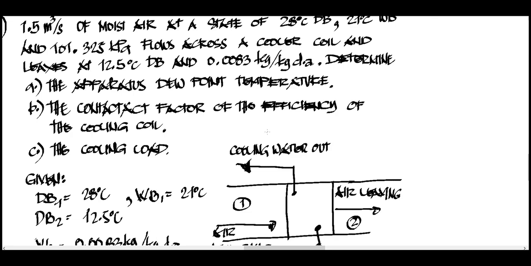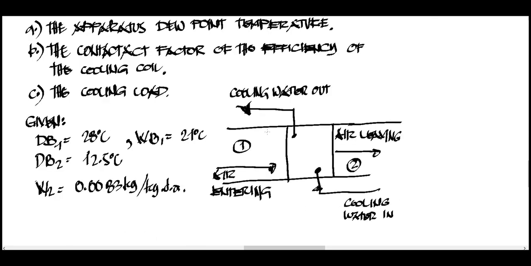So drawing here the schematic diagram of the process. You have the cooling coil here, with water in and water out, air entering and air leaving. So let's try to plot these given properties in the psychrometric chart.